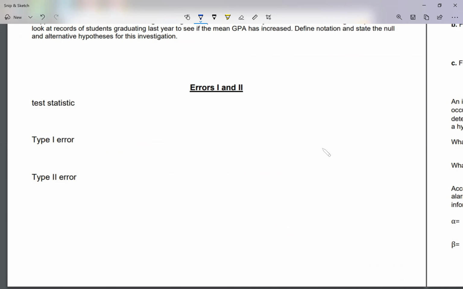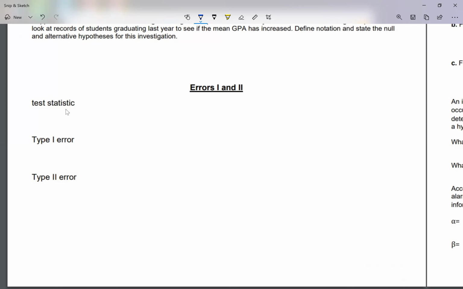Now, some keywords I want to go over. Remember, feel free to pause the video, rewind it if you need to. I'm going to go over 3 keywords you should be able to write in your notes. There's test statistic, okay? So kind of like it says. We're going to test something. Statistics is what we're dealing with.